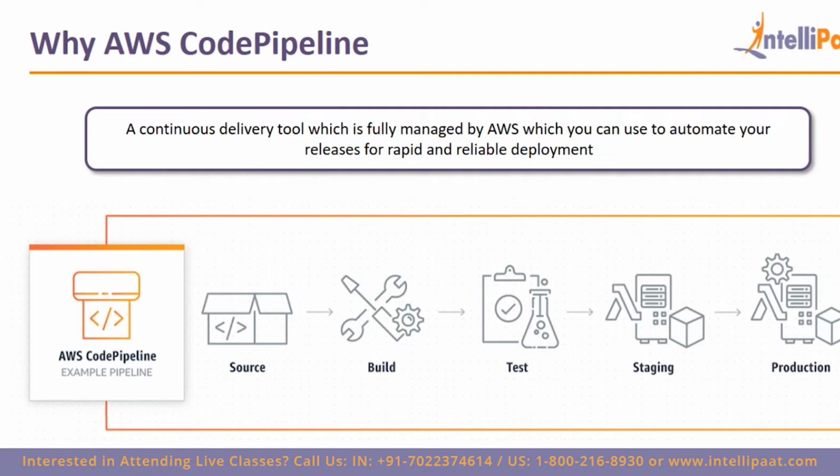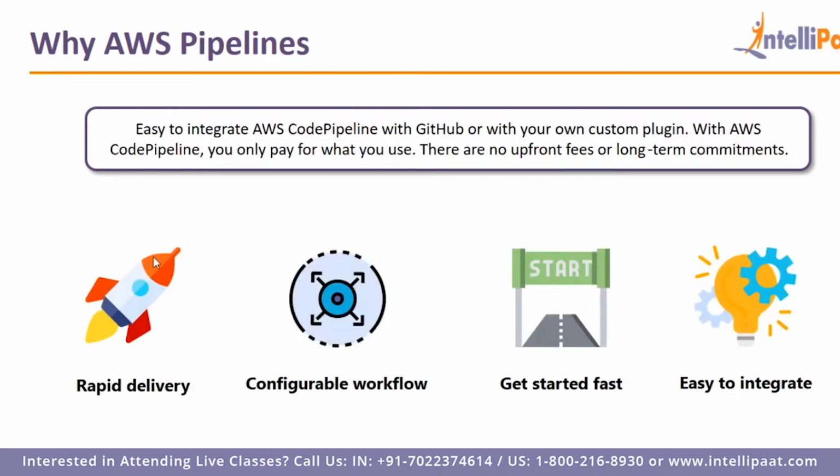But in production, when it gets deployed in production, then you can view your website using the IP address or the DNS name from any other computer, guys. So this is how you use AWS Code Pipeline. And you can see over here, it is easy to integrate AWS Code Pipeline with GitHub or with your own custom plugin. So you can integrate GitHub and Code Pipeline easily. You can just click on connect to GitHub. There is an option for that. Or you can use your own custom plugin, like you would have created something in Bitbucket or any other version control tool. You can even use that.